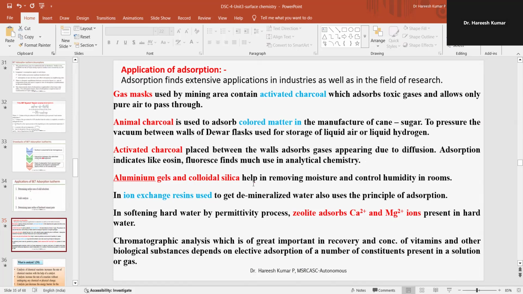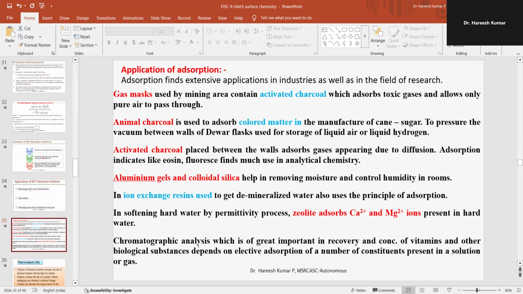Aluminum gels and colloidal silica help in removing moisture and controlling humidity in rooms. Ion exchange resins used to get demineralized water also use the principle of adsorption in softening hard water by the permutit process. Zeolites adsorb the calcium and magnesium ions present in the hard water. That means zeolites can remove the calcium and magnesium in the water.